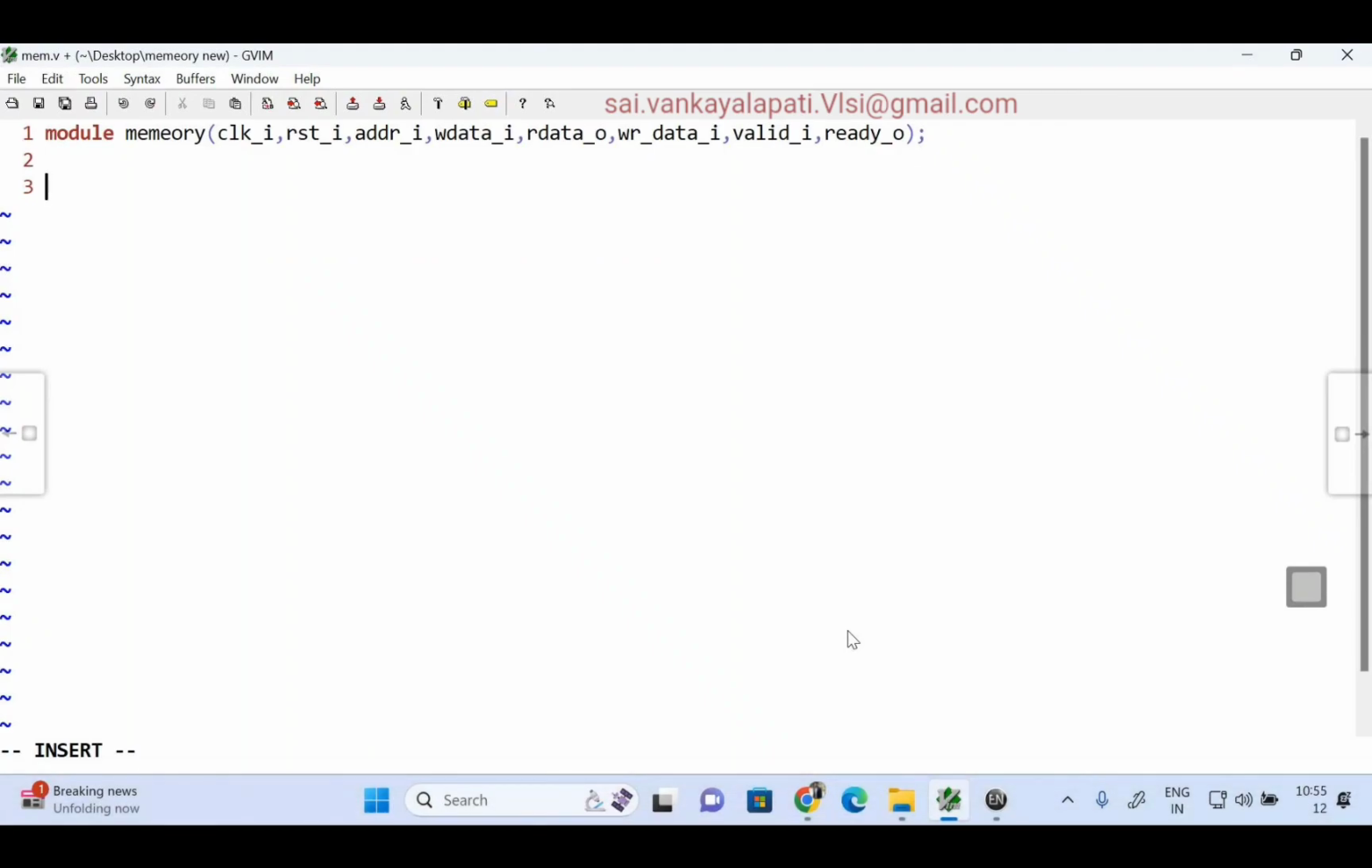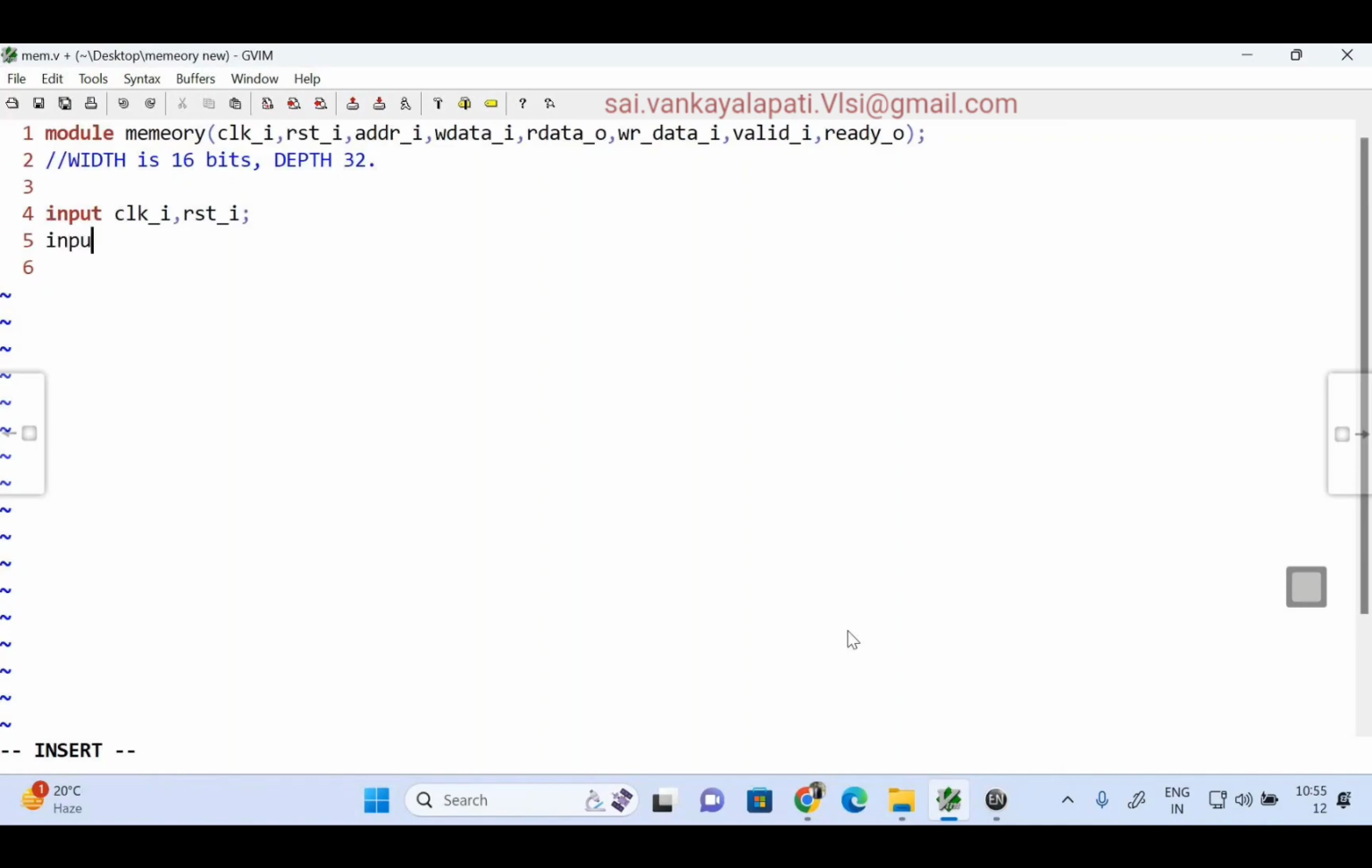Okay. Now we declare the port list. What do we need to declare? Directions. What are the inputs? Clock underscore I, reset underscore I. Then address, I need to declare as a vector, right? Based upon what size have I given this? What is the width? Width is 16 bits. Depth is 32. From this you should calculate the size.